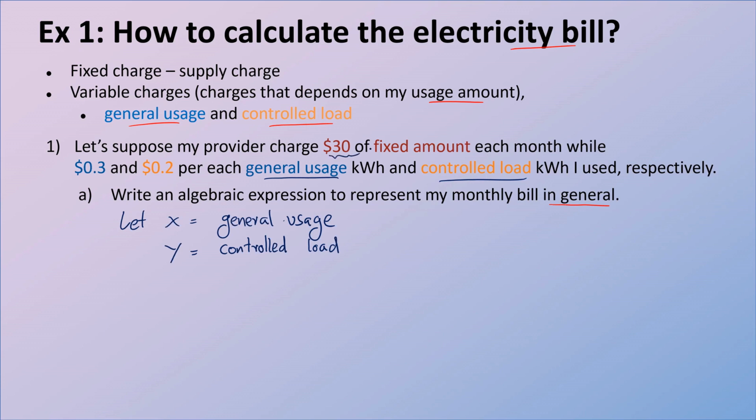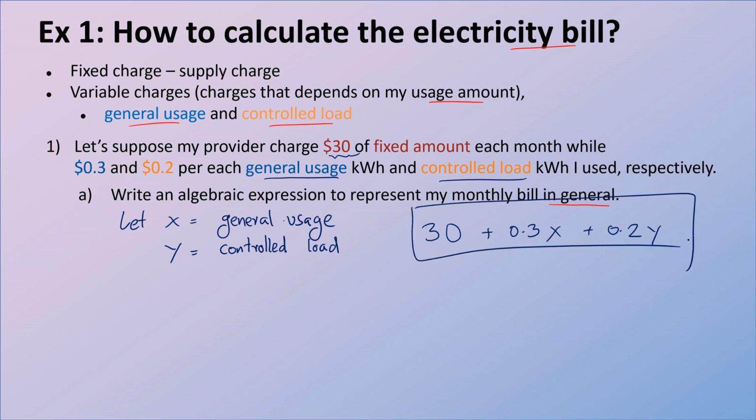We can start with 30 because we have to pay $30 each month. It's a fixed amount. And I know the general usage costs 30 cents, and if I use x kilowatt hours, I have to pay 0.3 times x. And I have to add how much the controlled load costs. If I use y amount, which costs $0.2, it is 0.2 times y. So our expression is 30 plus 0.3x plus 0.2y.